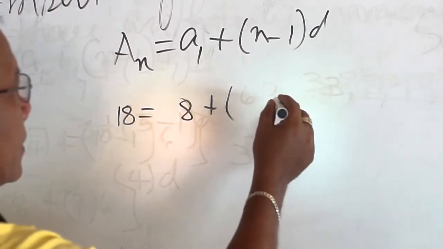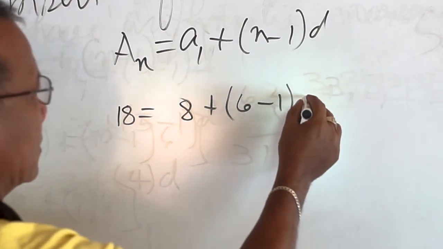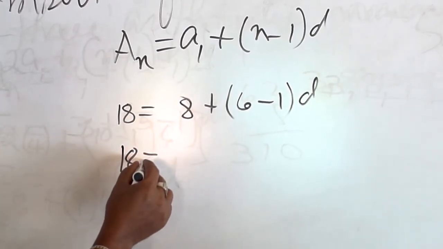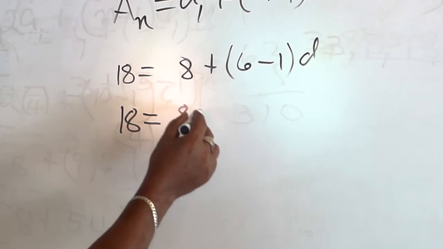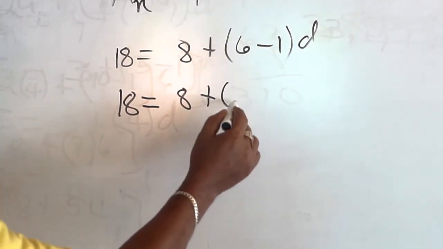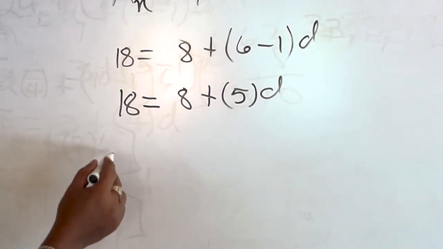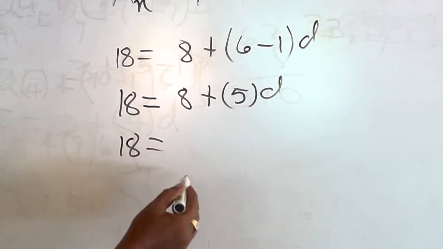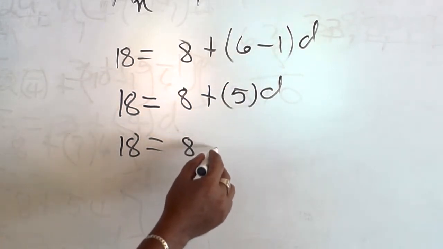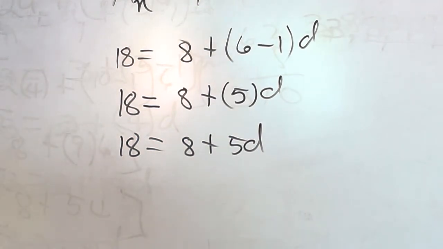6 minus 1, then close parenthesis. So 18 is equal to 8 plus 6 minus 1, so we have 5. Then D. Okay, simplify. We have 18 is equal to 8 plus 5D. Then after that, transpose.